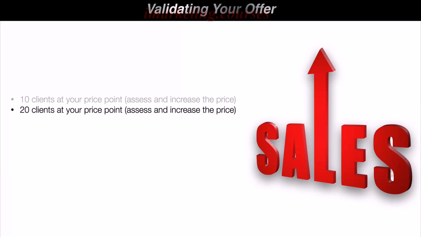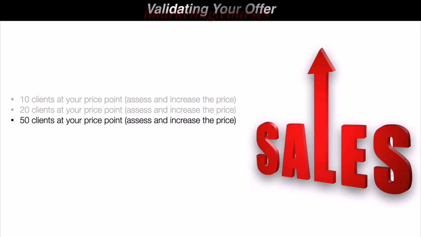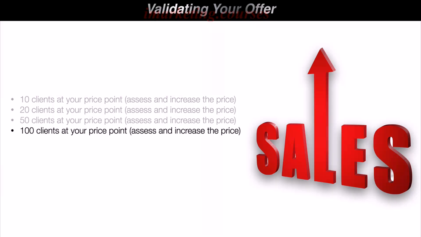Okay. So look, validating your offer means 10 clients at your price point, assess and increase the price point. 20 clients at price point, assess and increase the price point. The goal is to always increase your price points. 50 clients at your price point, assess and increase their price. You just keep on getting more clients through, keep on increasing your price point. 100 clients at your price point, assess and increase the price. And you will find the right sort of medium according to how many sales you can make, how much time available you have, and how much time you want to spend doing it.